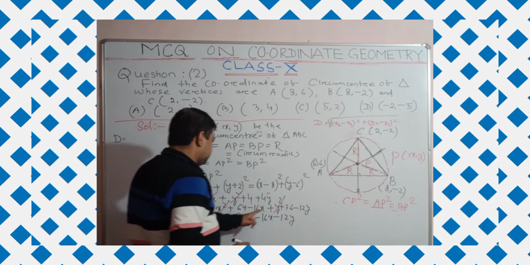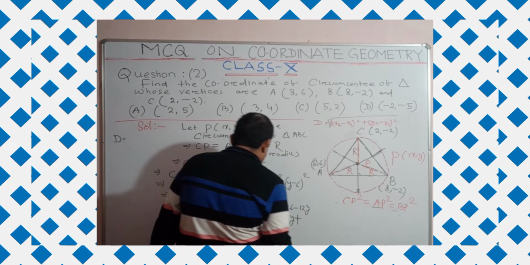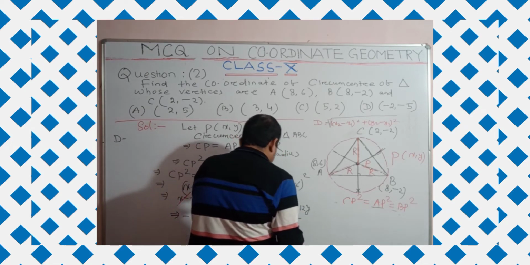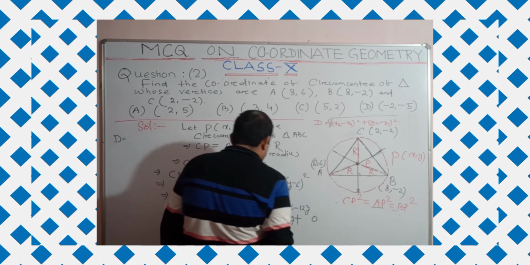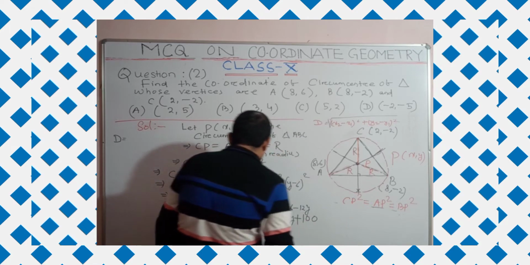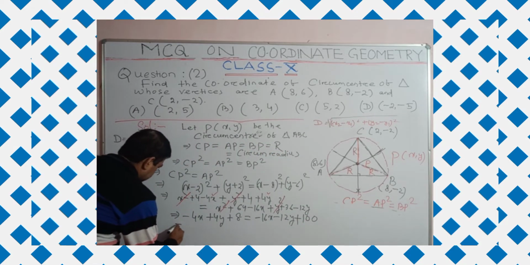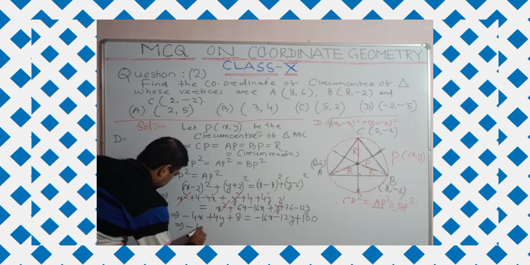Here what? 64 plus 36. 64 plus 36 is how much? 6 plus 4 is 10, 0 carry 1. 3 plus 1 is 4, plus 6 is 10. This is 100 coming. Understand? Okay.